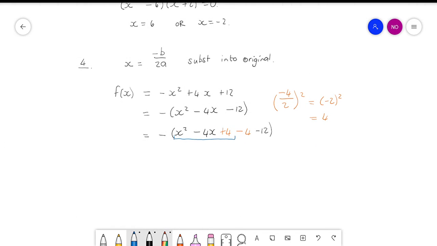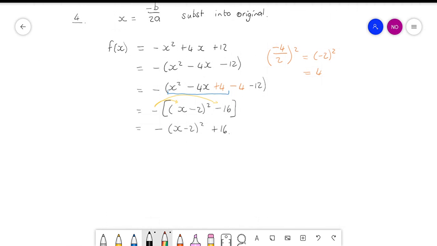And now if I factorize this bit, it gives me x minus 2 squared, and minus 4 minus 12 is minus 16. And then remember you have to multiply with both of those terms. So it is minus x minus 2 squared plus 16. And you do all of that just to be able to say the turning point of this graph will be at 2 and 16.